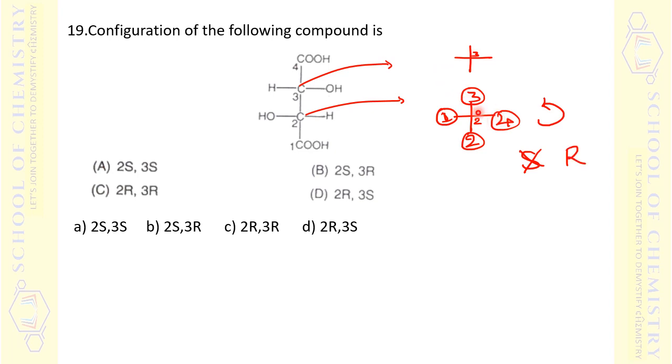In case this fourth priority group was on a vertical line in the Fisher projection, then you could have retained S, but because this fourth priority group is on the horizontal line, you should change this to R. So at the second carbon, it should be R.